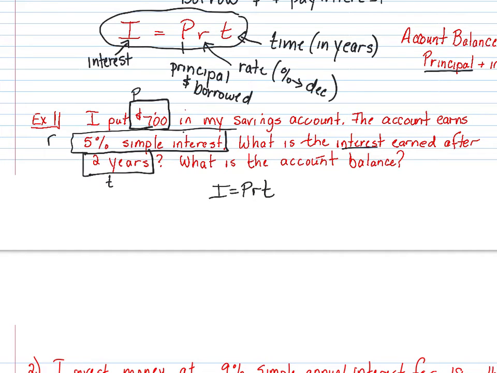Sorry, that's my dog chewing on his bone, dropping it on my floor.